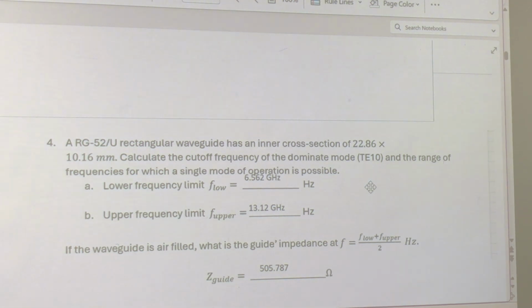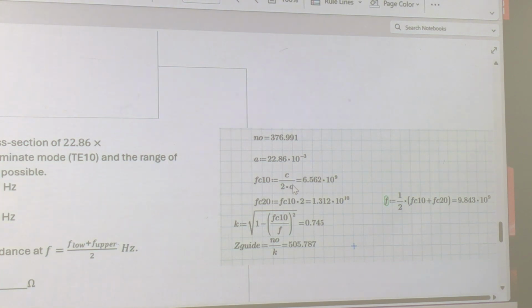So there are two possibilities. The lowest order mode is TE10, and you get that straightforwardly. Really, you can just look at one, the largest dimension, and that's half a wavelength. If you know that, you have the lowest order frequency. FC10 would be c over 2a, and I got 6.562 gigahertz. Now the FC20, the next normal mode that comes, is twice that, at 13.12 gigahertz.